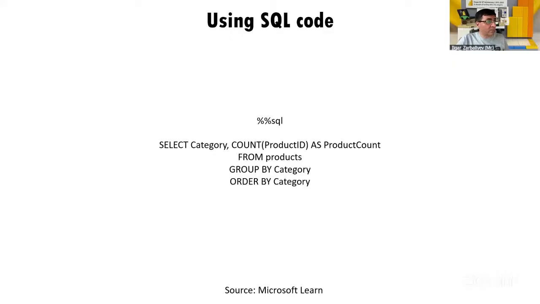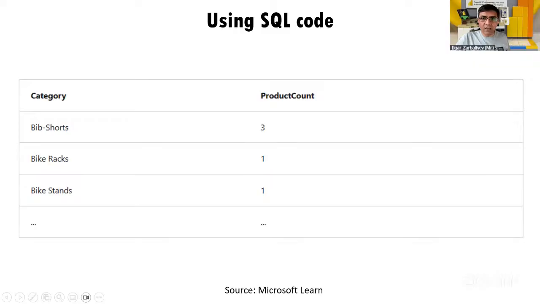The previous code example demonstrated how to use the Spark SQL API to embed SQL expressions in Spark code. In a notebook, you can also use this code, double percentage SQL. This is a magic to run SQL code that queries objects in the catalog, like this one, right? The SQL code example returns a result set that is automatically displayed in the notebook as a table, like this one, right?